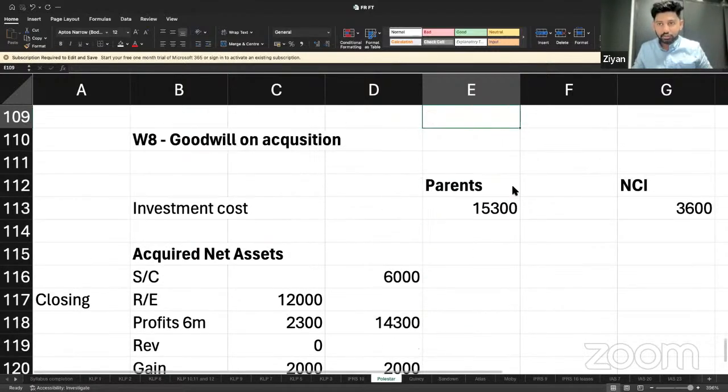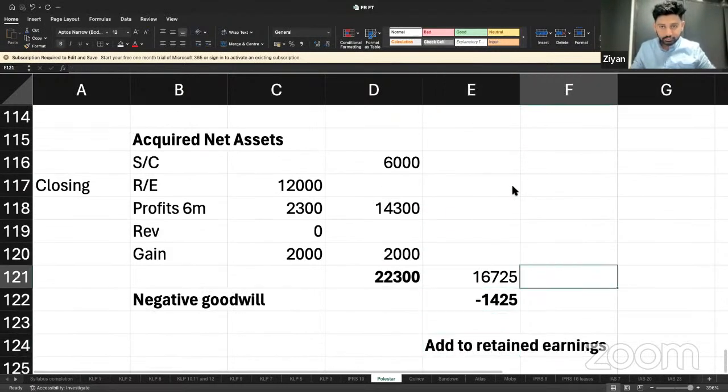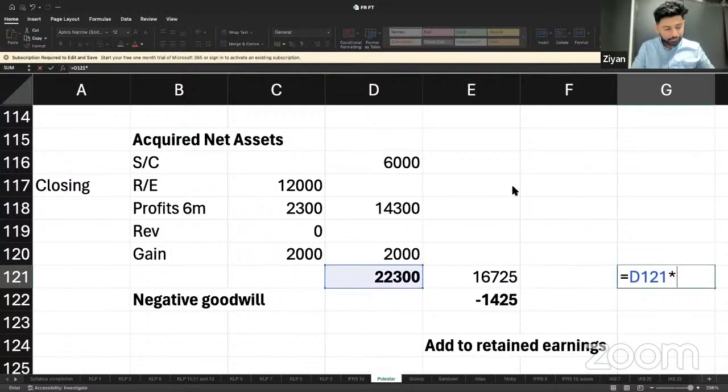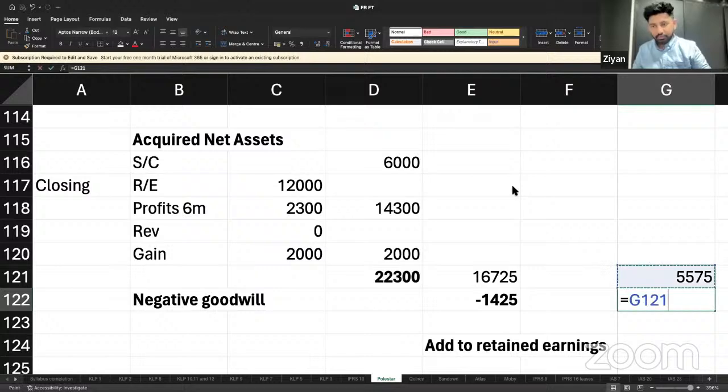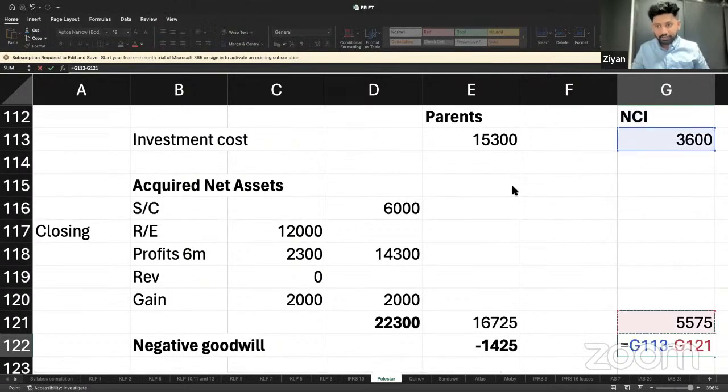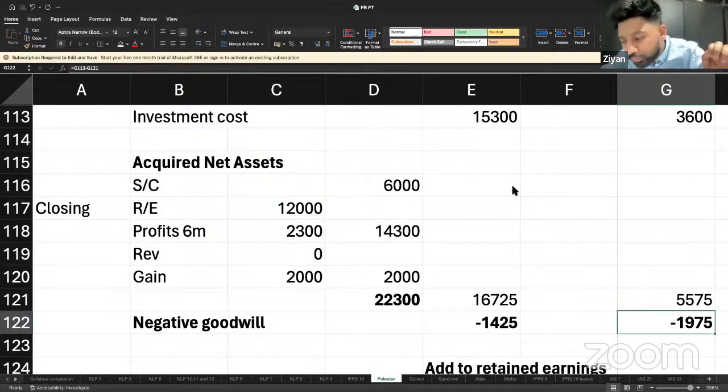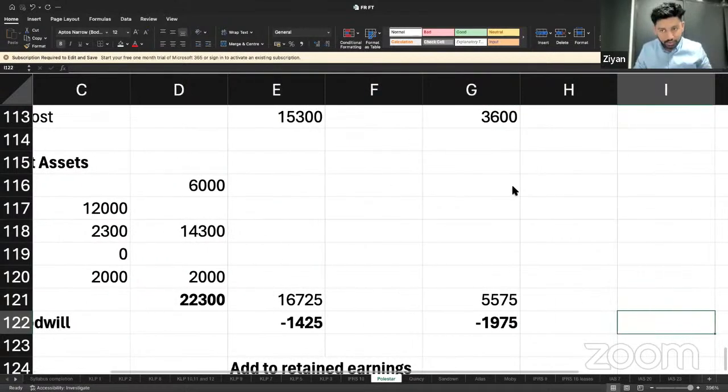Now, not just that, but I also have NCI. So 22,300 into how many percent? 25%, 5,575. So 3,600 minus 5,575. Even NCI goodwill is negative. If NCI goodwill is negative, technically what is happening? NCI value is coming down. In a circle, NCI portion is coming down means parent's value will go up. There's an inverse relationship.